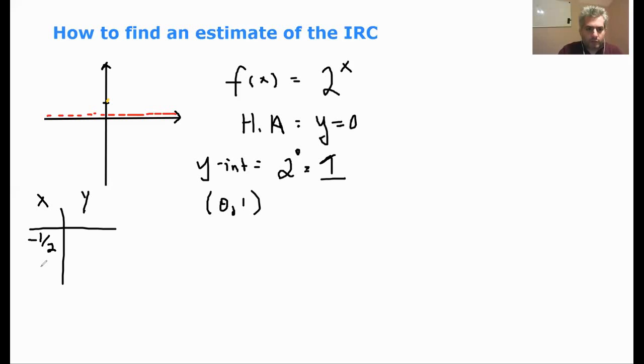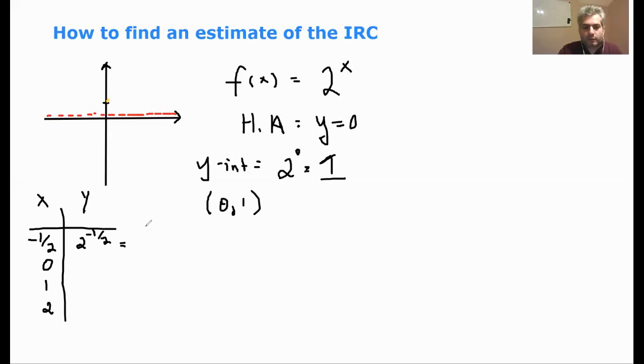And we'll choose 0, and then we'll choose 1, and we'll choose 2. Those 4 points. So let's start with x equals negative half. So you end up with 2 to the power of negative 1 over 2. Now you have a fraction in the exponent, and it has a negative symbol, so we can represent this in terms of a positive exponent by flipping the value or finding its reciprocal.